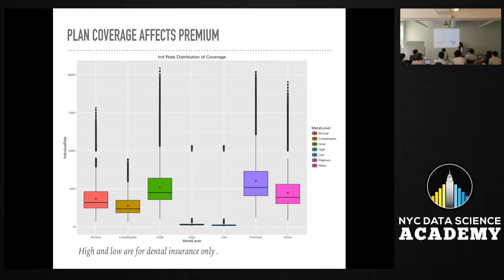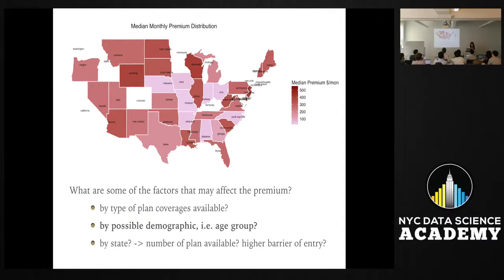So you're paying more on average. The 50th percentile, the red dot here on every box, is actually the mean for that particular coverage. With catastrophic, you have the lowest premium, but you can see the spread is also smaller for that box. So yes, it confirms my assumption that plan coverage affects the premium, as you can see in the box chart.